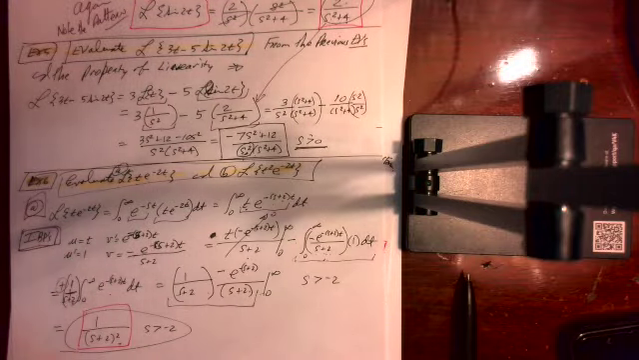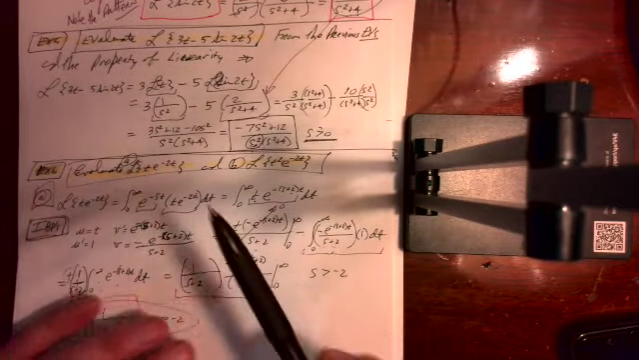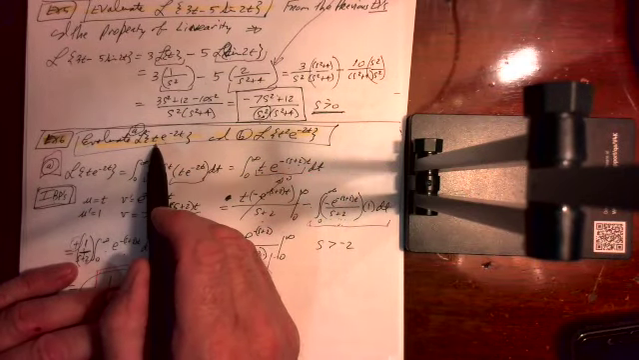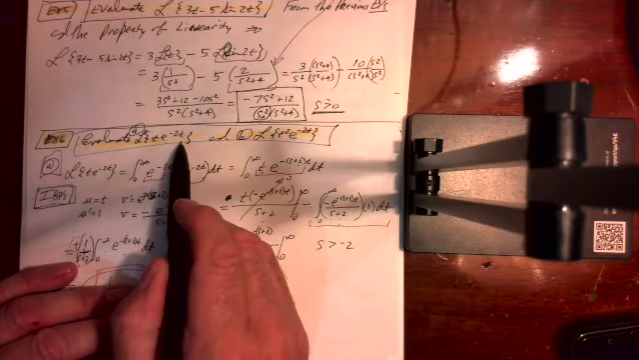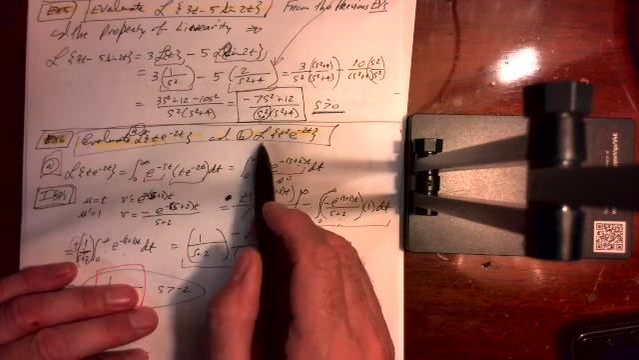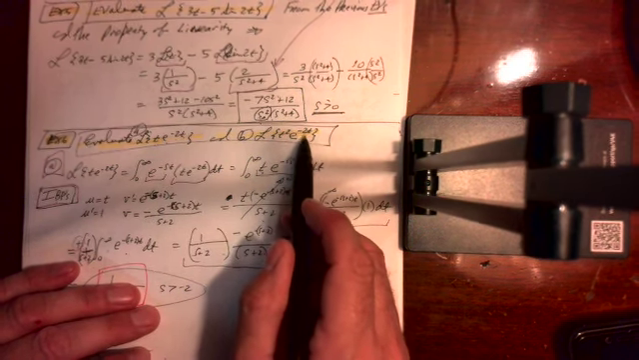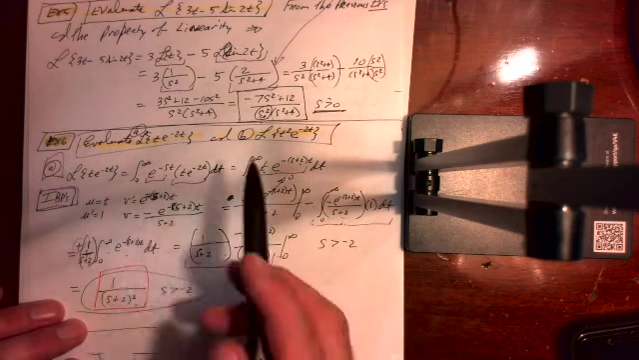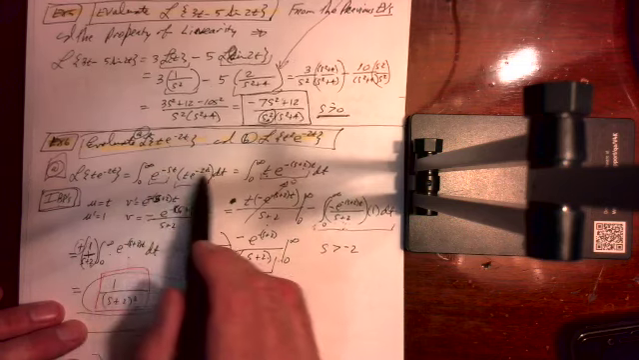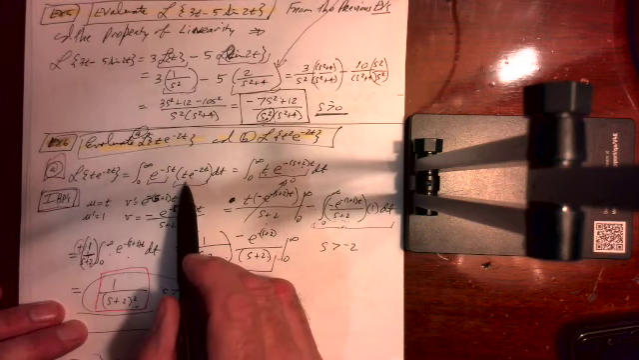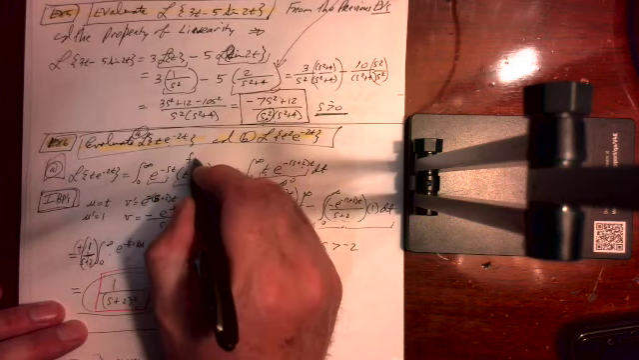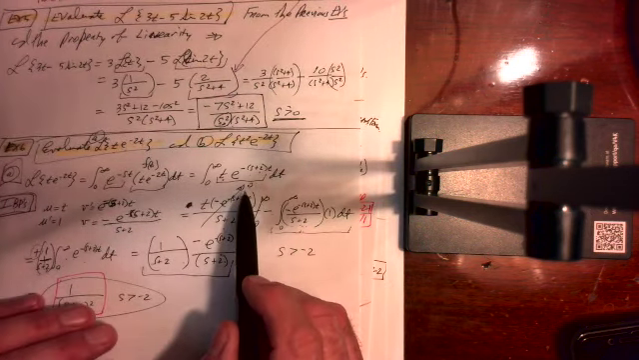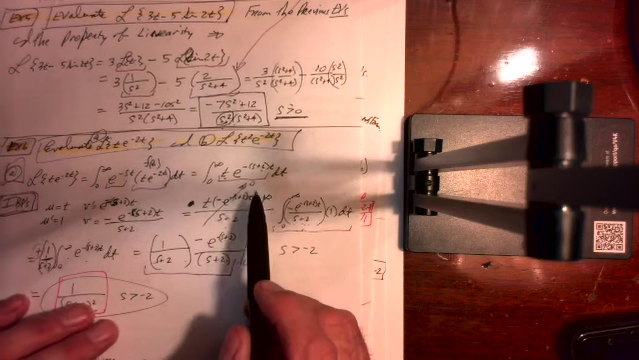Okay, now moving on, I'm going to try to knock out another one here. We're going to evaluate the Laplace of t e to the minus 2t, and then the Laplace of t squared e to the minus 2t. All right, so the first one, a, I put into our definition of the Laplace, and I put the function here. Here's your f of t inside.